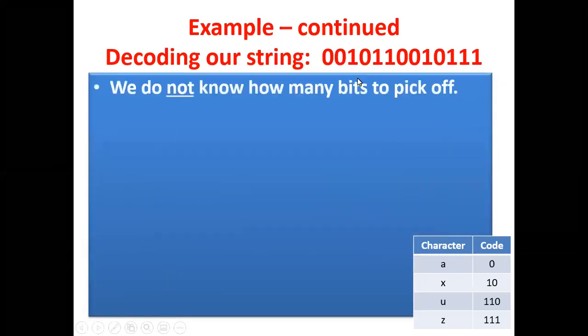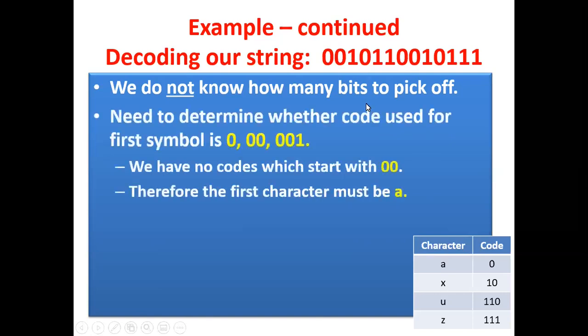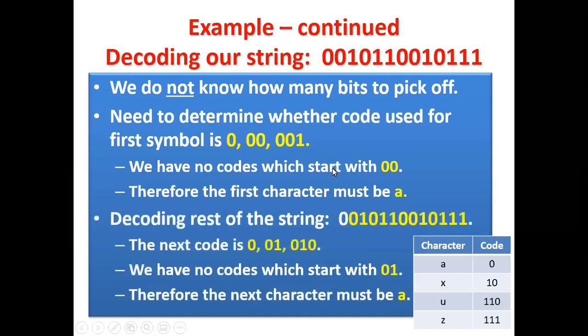So that's the reason we say we do not know how many bits to pick off. So are we going to pick up 0, or are we going to pick up 2 bits, or are we going to pick up 3 bits here? We can pick up 0, we can pick up 00, or we can pick up 001. But when we look at our code book, we can realize that there is no value with 00, and there is no value with 001. So possibly we can have A. So we have A, and we're now left with the rest of this.